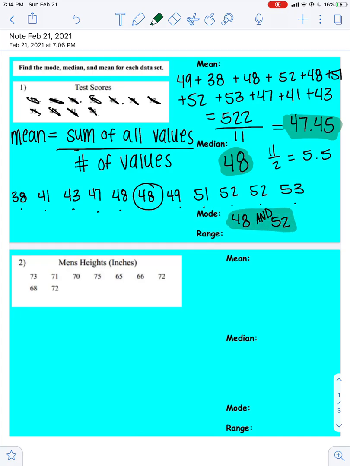Now, if one of them happened twice and one happened 3 times, then the one that happens 3 times is your mode. Okay, but since they happen the same number of times, we can have 2 modes. And then lastly, the range. We're going to take our highest number, which is 53, and subtract our smallest number, which is 38. And that is going to give us 15. So our range is going to be 15.